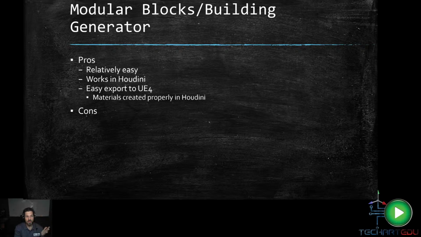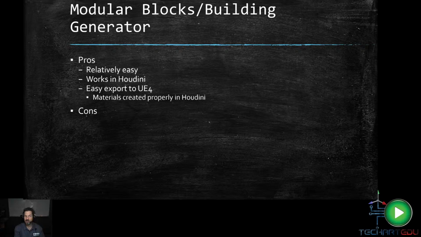Regretfully, it's the pros and cons of using the building generator: it's relatively easy. But the problem is that it works only in Houdini, which is good. It works in Houdini, but you've got to export the entire product out to UE4. And everything will transfer over to UE4 or your game engine if you create your materials properly in Houdini. Now, there's the big caveat. You've got to create your materials properly in Houdini so that they convert easily to the game engine.